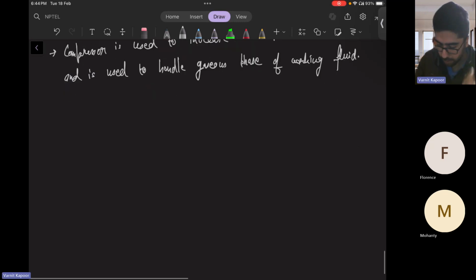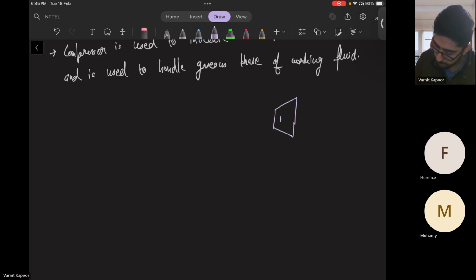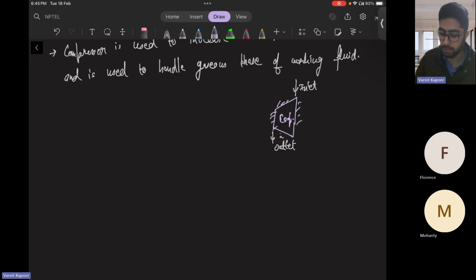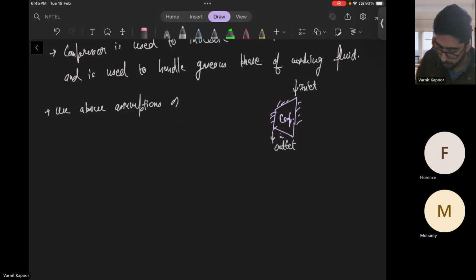So the diagram for a pump or compressor looks like this. Again, same. This time, this is your inlet. This is your outlet. So the arrows and the directions have changed. And again, it's insulated, using all the same above assumptions of the turbine.